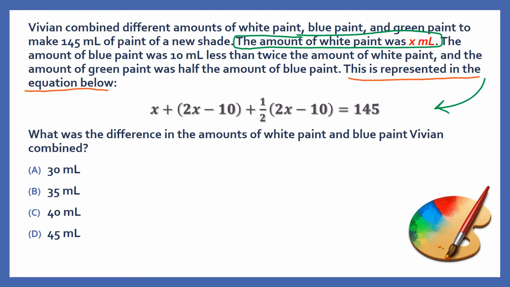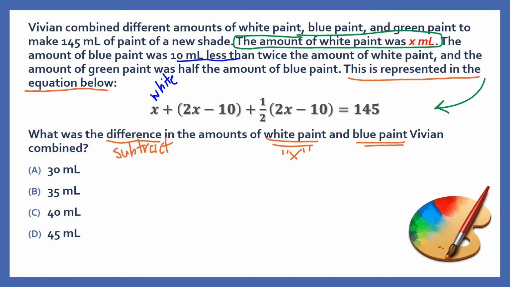All right, so the question says, what is the difference? Difference, remember, means to subtract. So I'm going to put myself a little note here: in amounts of white paint and blue paint that Vivian combined. A couple of things here. We're going to need to figure out what X is because X represents the amount of white paint. Now I'm going to make one more note and then we're going to solve this. My last note is in my equation, I'm just going to put this is white paint, because remember white was just X. And then the amount of blue paint was 10 less than.